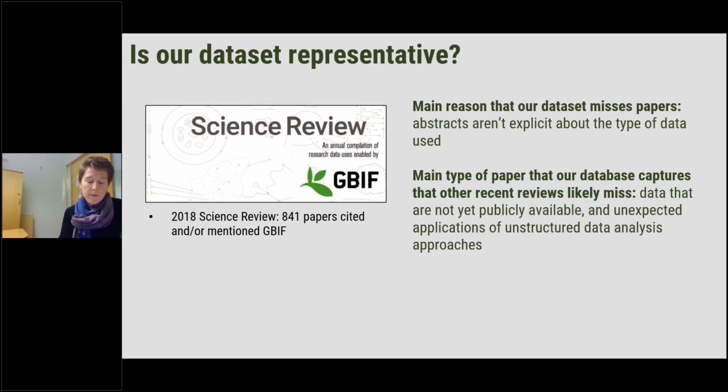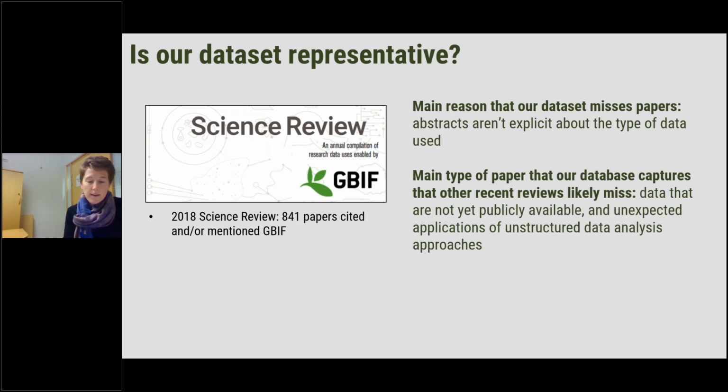We compared our set of papers with the 841 papers that cited or mentioned GBIF data in 2018. So these are all papers that are known to use this type of unstructured data. They use data that came from GBIF. And in spite of the fact that we had about 300 papers in our data set from 2018, there was relatively little overlap. And I think this says something important about the real challenge of understanding how unstructured data are used, and even more basic questions like how much unstructured data is available.